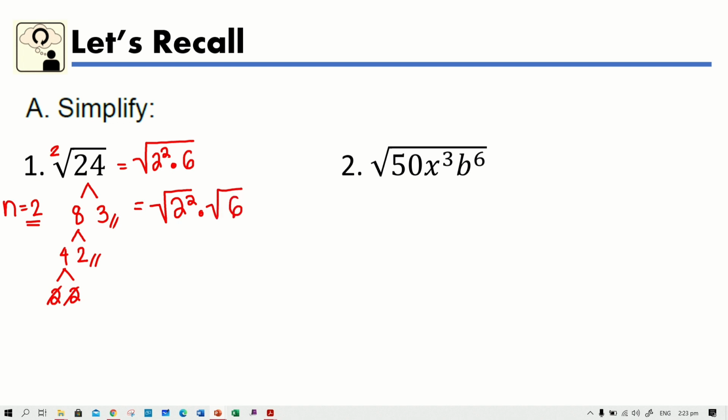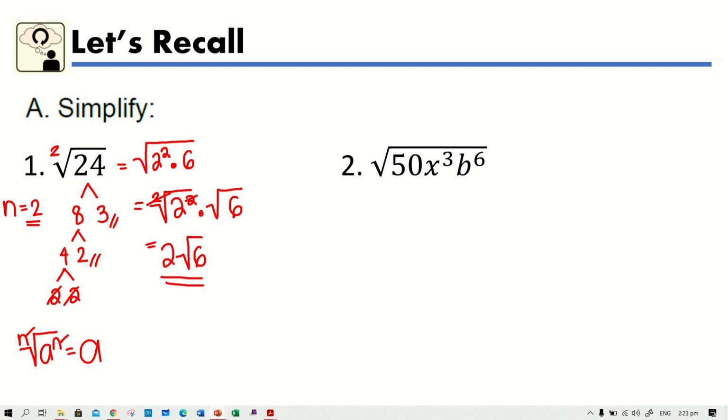By applying the property of radicals, which is nth root of a raised to n, since the index and the power are the same, the answer here would be a. So, going back in our problem, the square root of 2 squared, since the index and the power are the same, we know that the answer here is simply 2. Then multiply square root of 6. The square root of 24 in simplest form is 2 square root of 6.